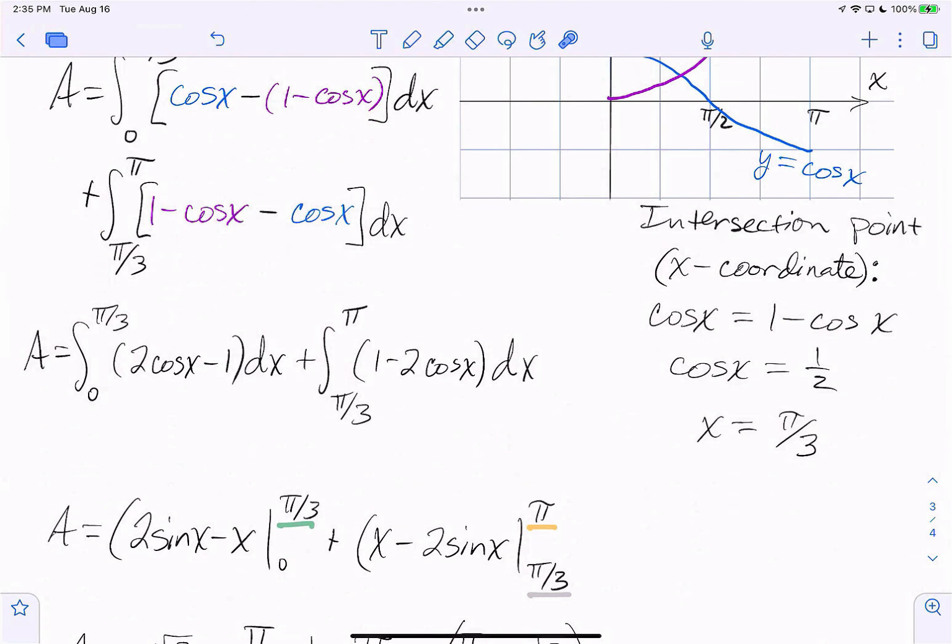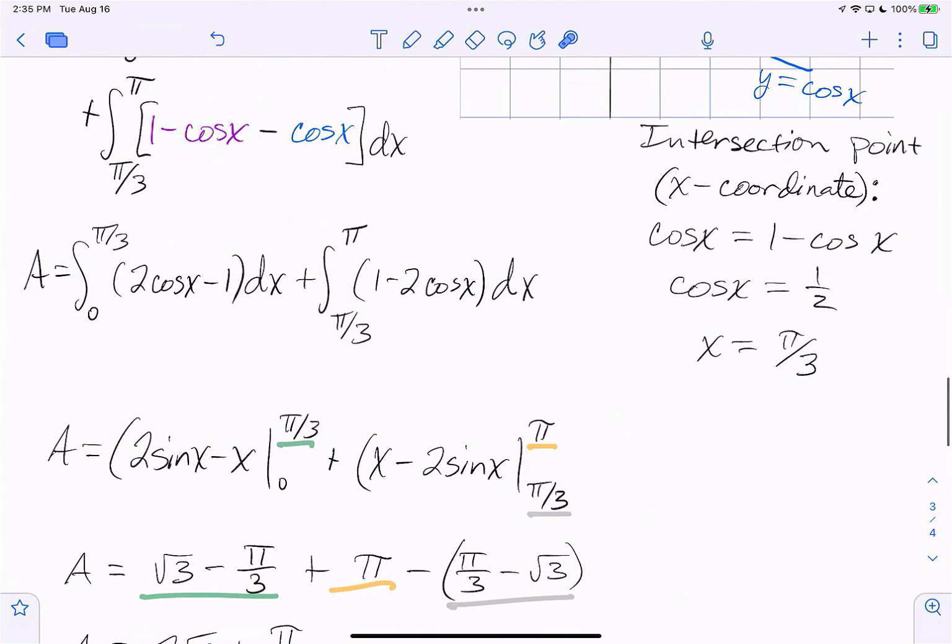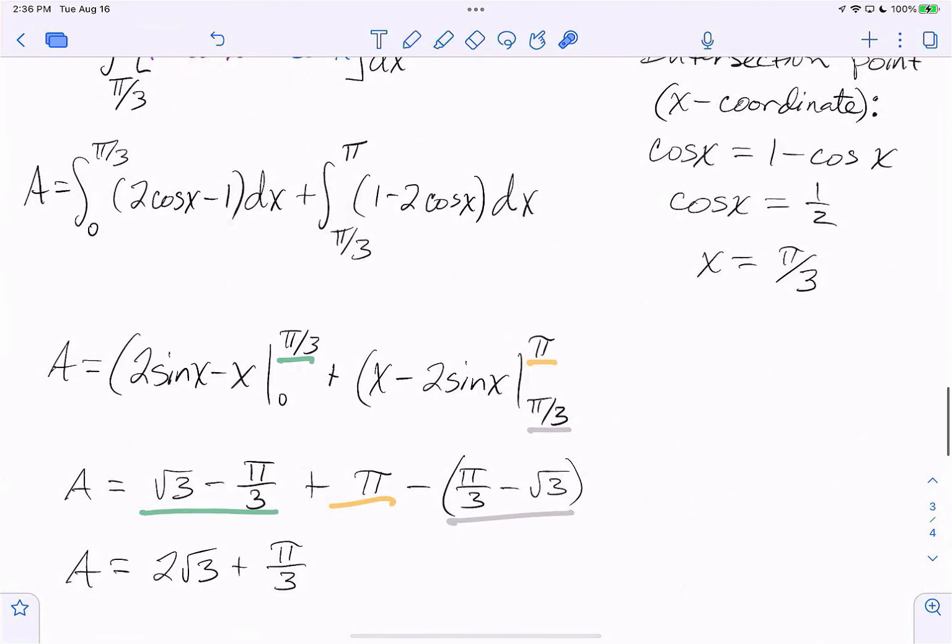All right, integrating gives us 2 times the sine of x minus x from 0 to pi over 3, and x minus 2 times the sine of x from pi over 3 to pi. Evaluating at pi over 3 is going to give me the square root of 3 minus pi over 3. Evaluating at 0 gives me 0 for both the sine function and x itself. Evaluating at pi gives me 0 for the sine function, and so x gets replaced by pi. And then for pi over 3, we get pi over 3 minus the square root of 3.